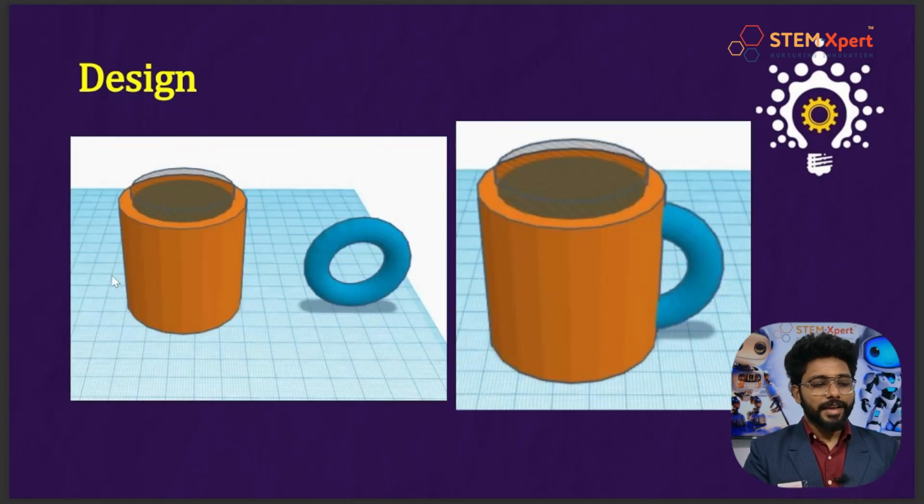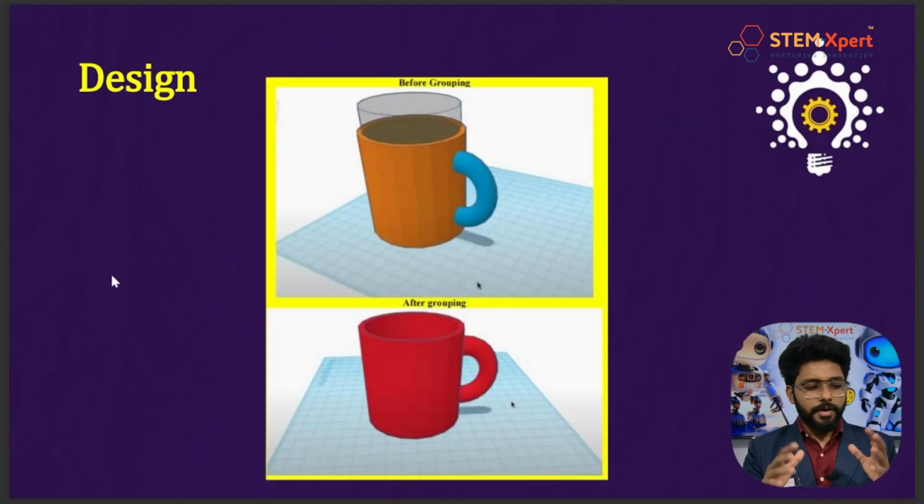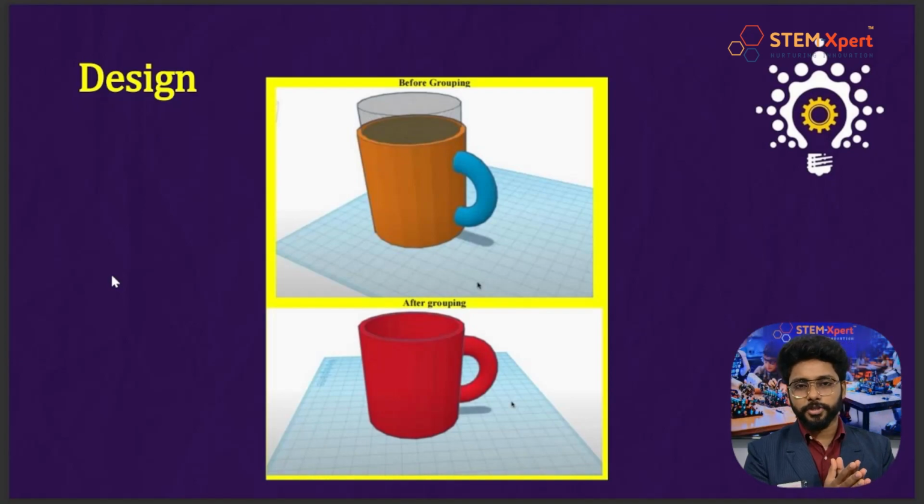And then we will add a torus into it, we will change the dimensions accordingly, and then we will make it as a group. So at the final output, after grouping all together, we will get an object like in the picture. Okay, so there we will get the mug design. So are you all ready for that? Yes, definitely, right? Yes, very good.